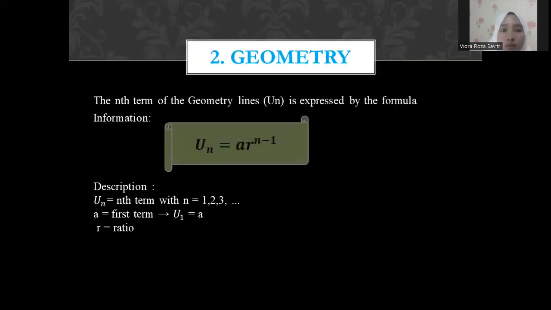The nth term of the geometric series, Un, is expressed by the formula Un is equal to ar to the power of n minus 1. Description: Un is the nth term, with n is 1, 2, 3, and so on. a is the first term, that is U1 is a, and r is the ratio.